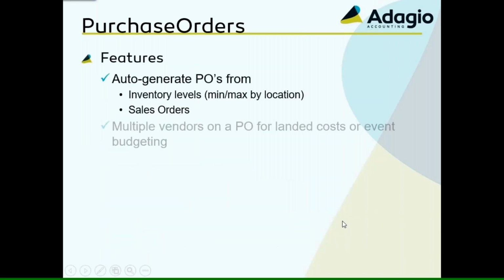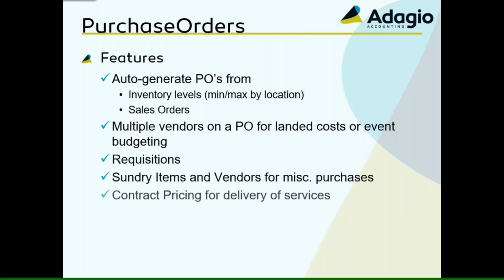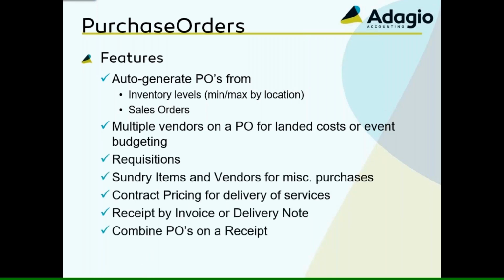Other things that you can do. We talked about multiple vendors, requisitions. Oh, this is a duplicate slide. Contract pricing for delivery of services. So you want to buy $15,000 worth of media services and then receipt against that PO. We support that kind of model.